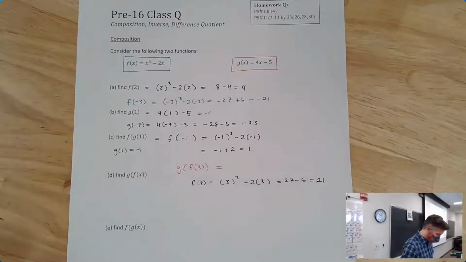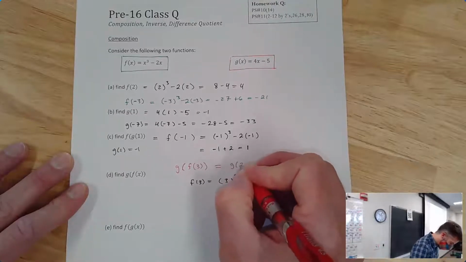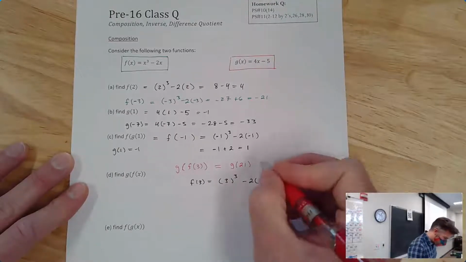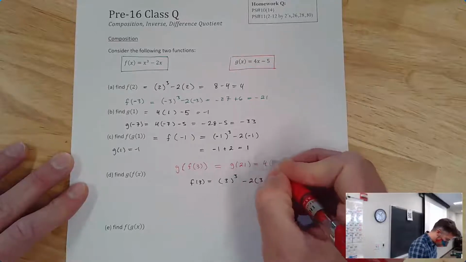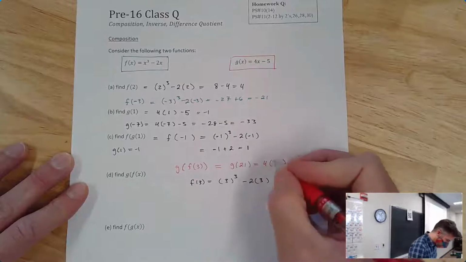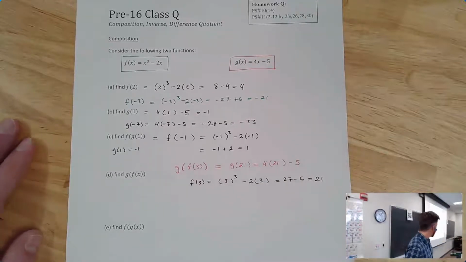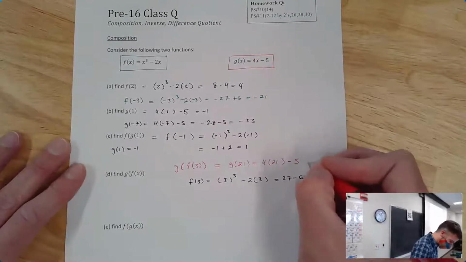So then g of f of 3 is g of 21. And g of something is 4 times the something minus 5. So g of 21 is 4 times 21 minus 5. That's 84 minus 5, which is 79.